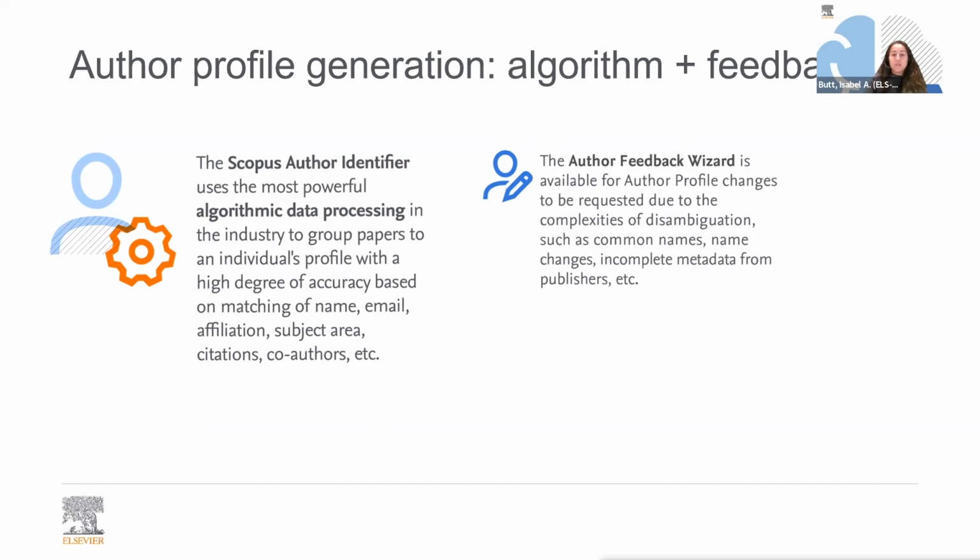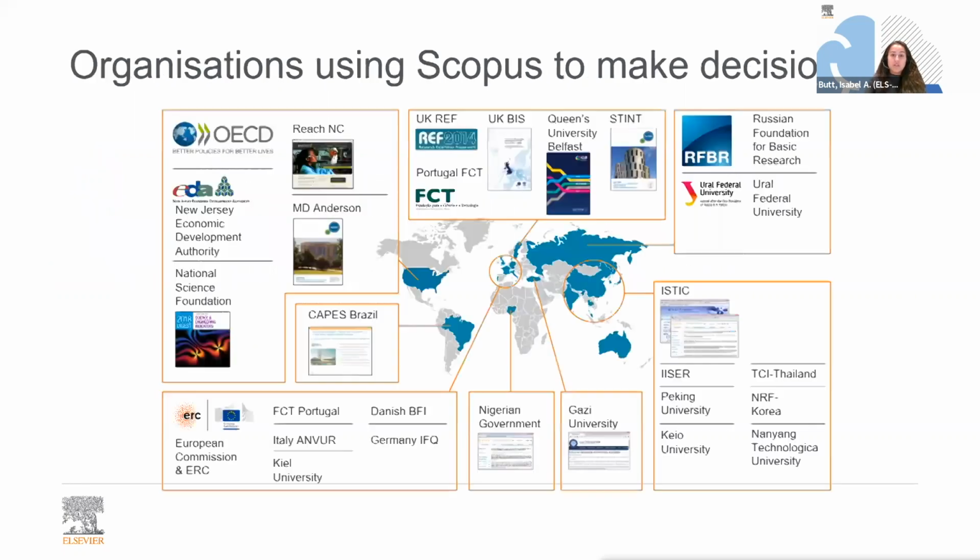So this really helps us build up accurate profiles. And because of the accurate profiles, this is why lots of organizations and funders use these profiles to make decisions. So you can see here a snapshot of different organizations who really use our profiles. And there are a lot of examples out here.